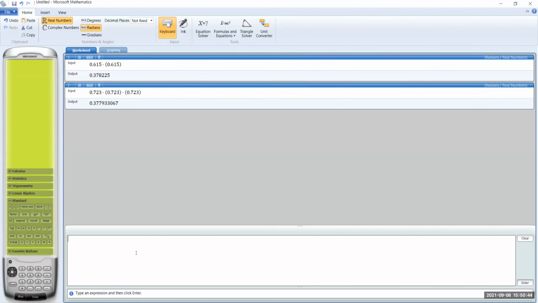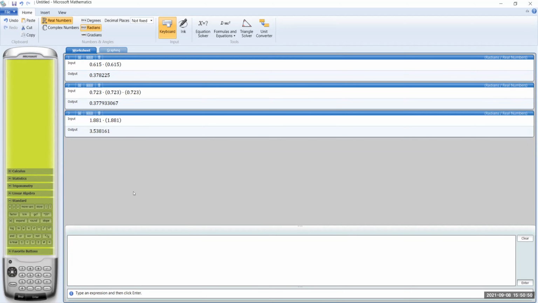So the first one is 1.881 times 1.881. Again, I only need to retain 4 significant figures now because there are too many numbers in here. So the 3, 5, 3, 8, 1. And then after that, this is 1, less than 5, so I'm going to drop that number. So in my answer, I'm going to put 3.538. That's it, because I need to retain only 4.